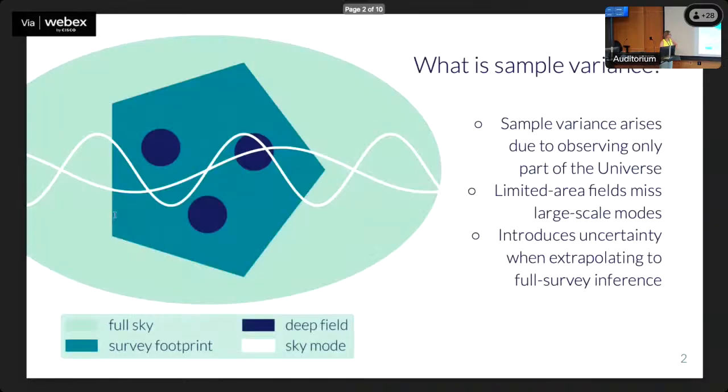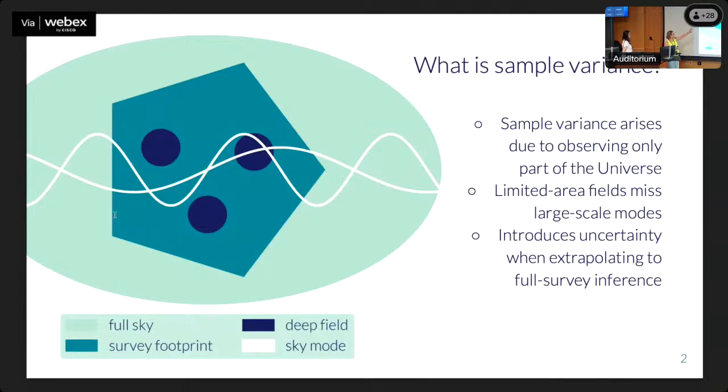So I would like to start by first defining what the sample variance is, because maybe not everyone is on the same page. Sample variance, you can think about it as an uncertainty that arises due to the fact that we observe only a patch of the sky. And in order to understand it better, I try to draw it somehow, so bear with me. I hope I managed to do it.